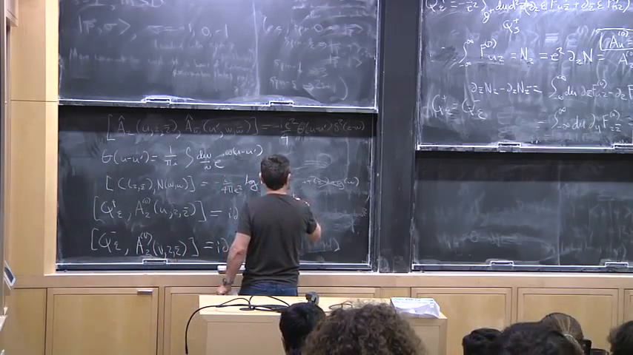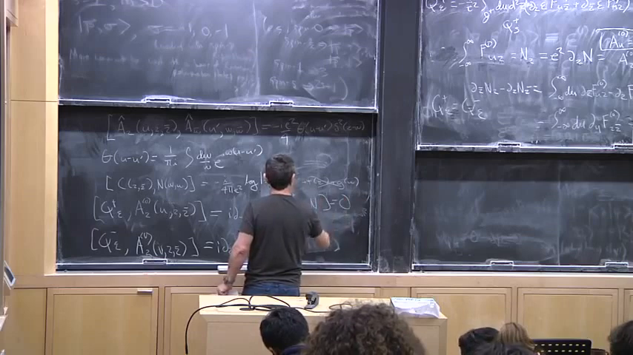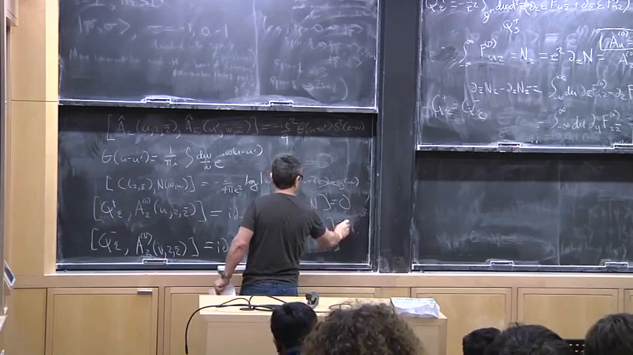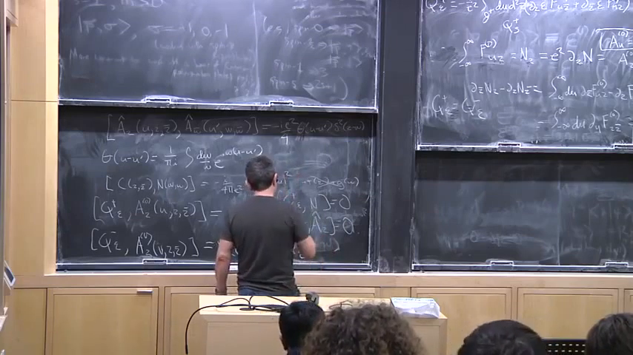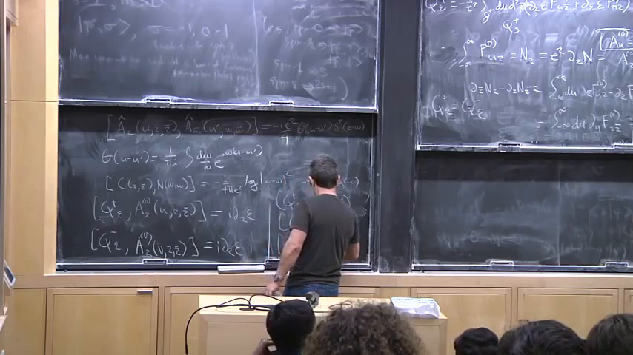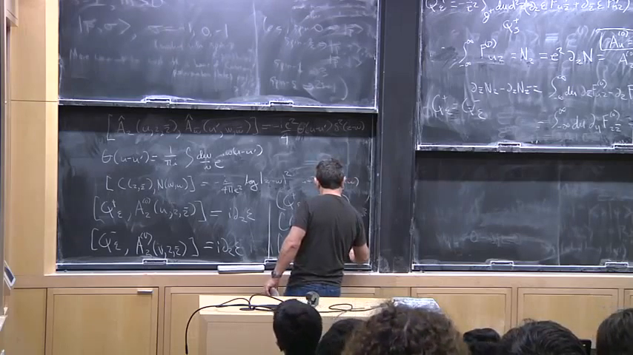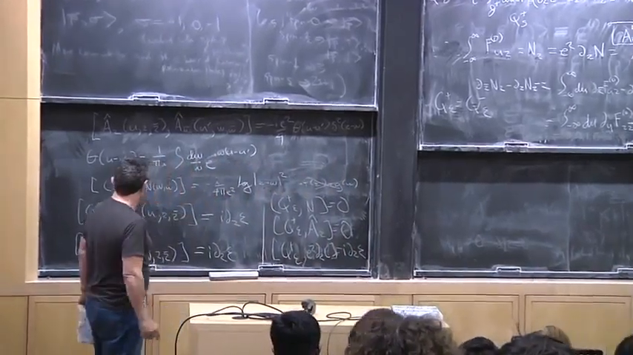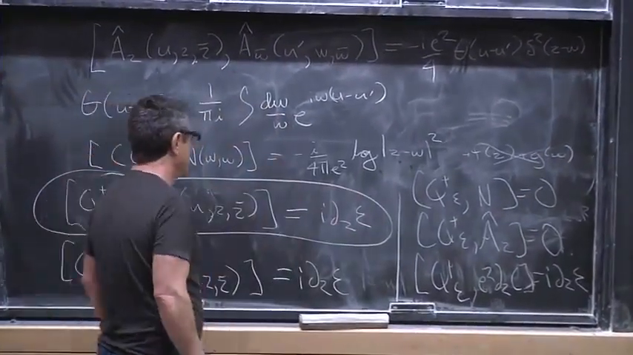I can learn that q plus epsilon with n is equal to 0, q plus epsilon with a hat z is equal to 0, and q plus epsilon with e squared dzc is also equal to I dz epsilon. Okay, but this is the one I'm interested in right now.